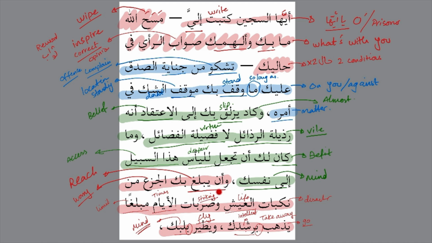So أن يبلغ بك الجزع, that جزع makes you reach such a level of نكبات العيش, of the hardships of life and the strikings of the days, to such a limit, such a level that you lose your mind, you lose your senses of understanding.